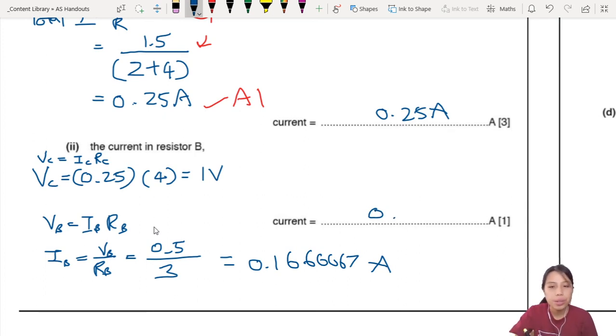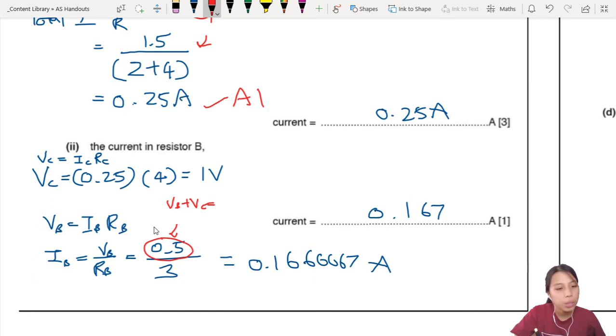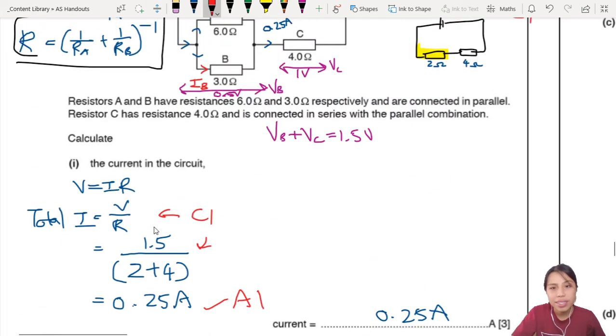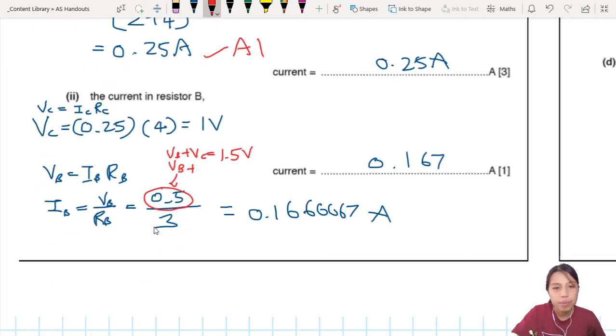In the final answer, you can write 2 or 3 SF. Let's go with 2. You can write 3. So 0.167. A reminder, where does this come from? This is because VB plus VC equals our battery potential, which is 1.5 volts, and the VC we just found is 1 volt. That's how we got the 0.5 there.